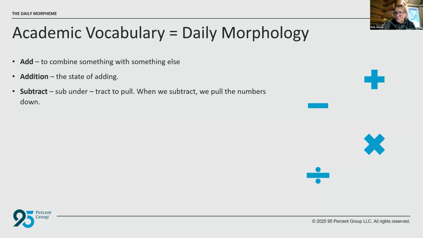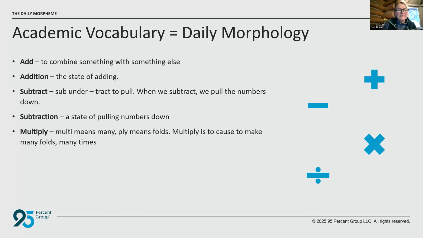Subtract. Sub means under, and tract means to pull. So when we subtract, what do we do? We pull down, right? We get smaller. Our numbers get smaller. Whoever thought that? And then subtraction, of course, is your noun form.